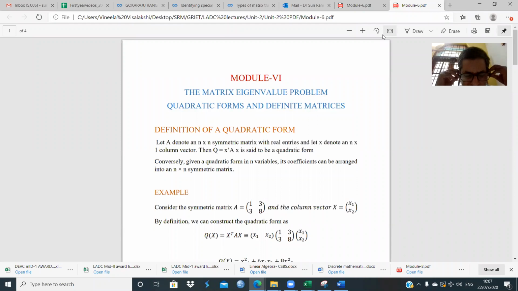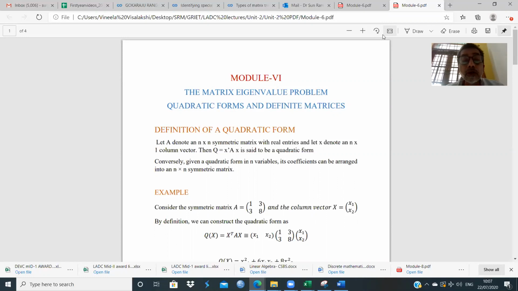In this part of the lecture, we introduce the concept of quadratic forms. Quadratic forms have a close relation with symmetric matrices. Quadratic forms arise in very important applications, one of them being the optimization of multivariable functions. So first, let us understand what a quadratic form is, how to build a quadratic form, and what the relation is between a symmetric matrix and a quadratic form.